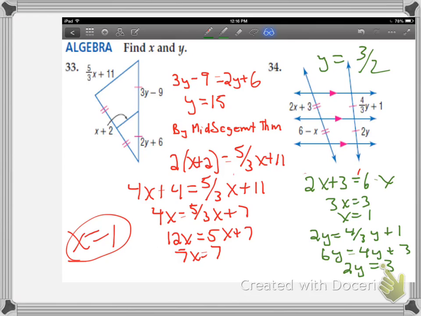On number 33, to find the y's is really easy because they're just marked equal. So 3y minus 9 equals 2y plus 6, and y is 15. The segment that is the length x plus 2 there is called a mid-segment, because it's connecting the midpoints of two sides of a triangle. Therefore, we know it's parallel to the third side, and also its length is half the third side. Or put another way, to get the third side, multiply the mid-segment by 2. So 2 times x plus 2 is 5/3 x plus 11. Cross multiply and solve, and you get the value of x is 1.